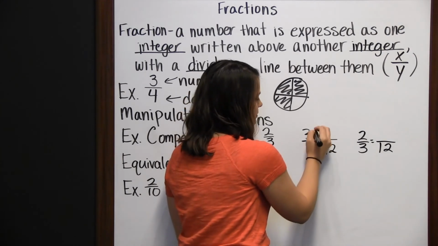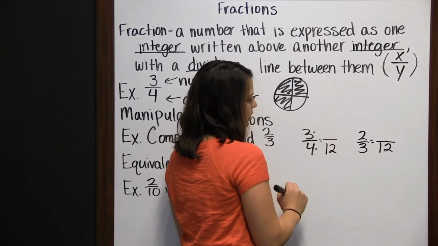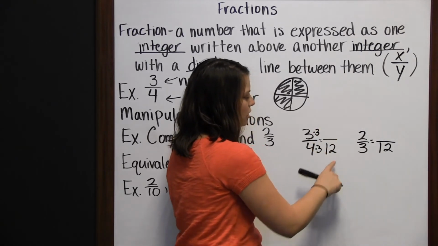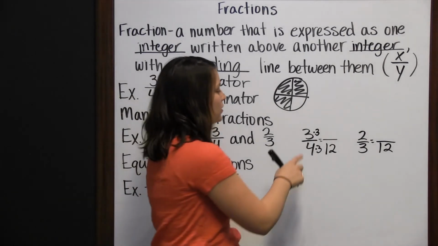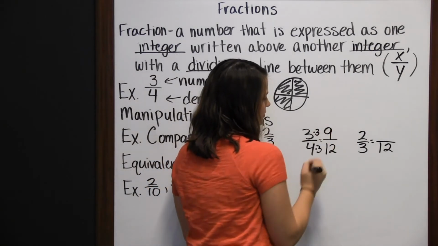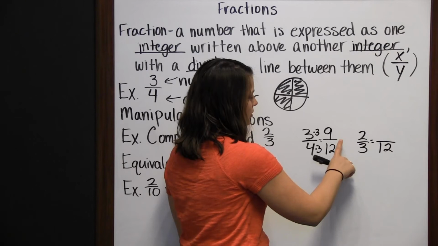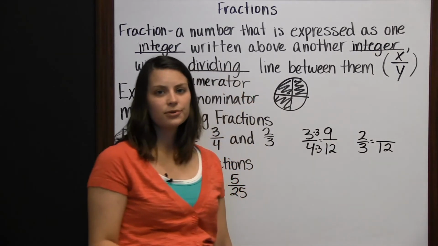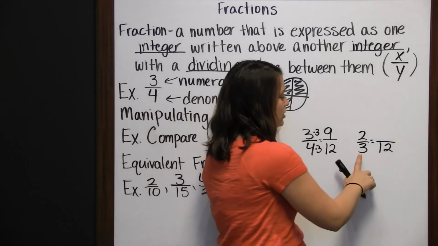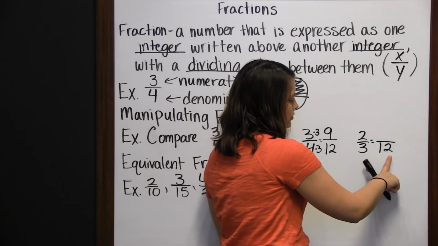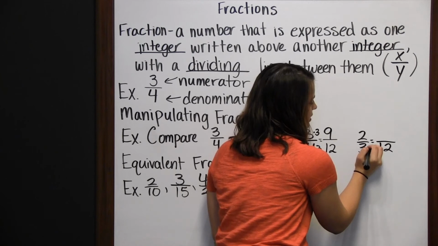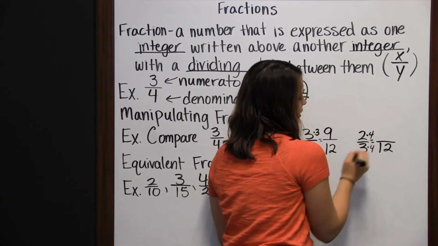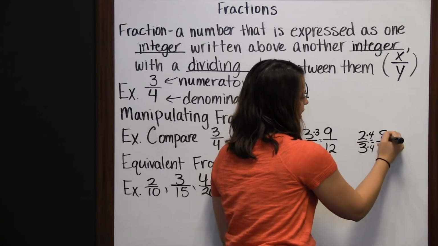So I'm going to multiply my numerator and my denominator both by 3 to achieve that denominator of 12. So 3 times 3 is 9. And so our fraction is 9/12. And then for 2/3, we'll do a similar thing. We want to change our denominator from 3 to 12. So we multiply 3 times 4 to get 12. And we must do the same to our numerator. 2 times 4 is 8.